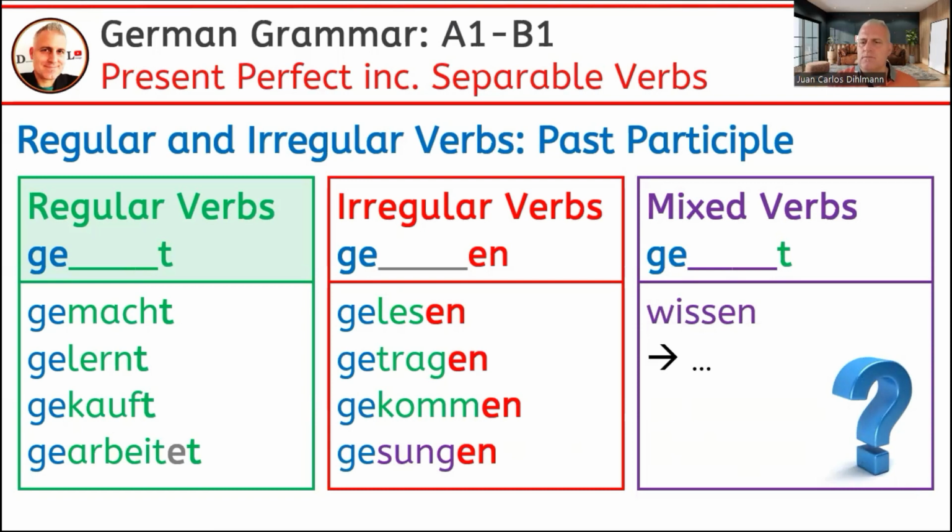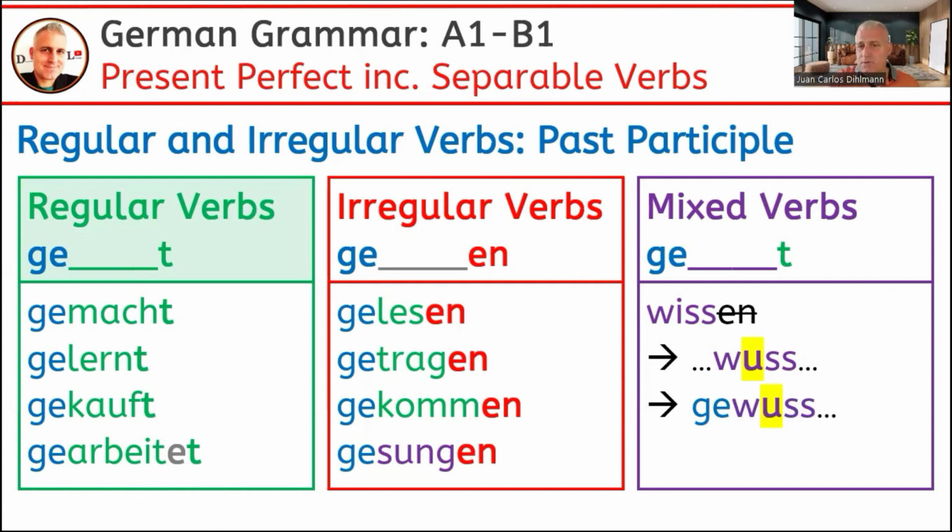So how does it work? We cancel the infinitive ending. And now we should get wiss, but we don't. We get the verb root wuss, which is really irregular. But now it's easy. We put the g in front. We need the regular t in the end. And here it is, the past participle of wissen, gewusst. In English, it would be known.